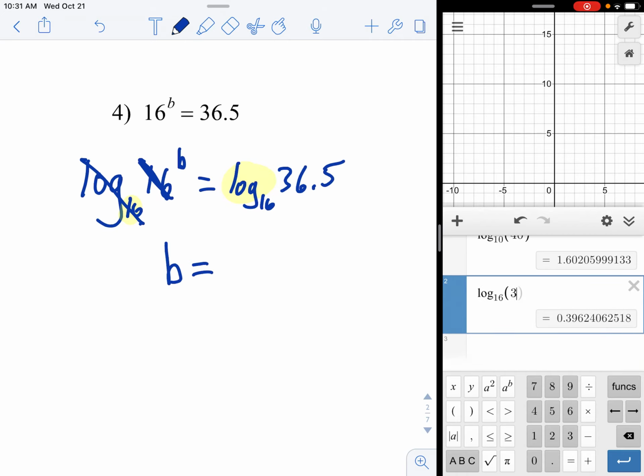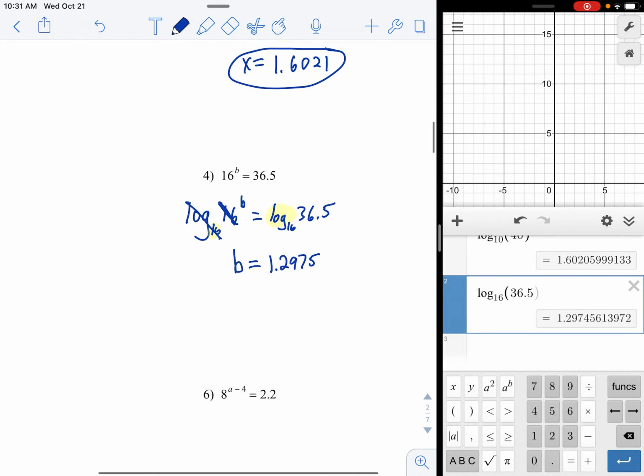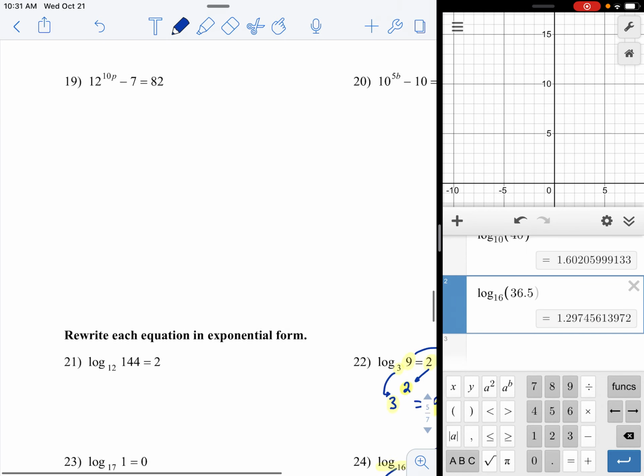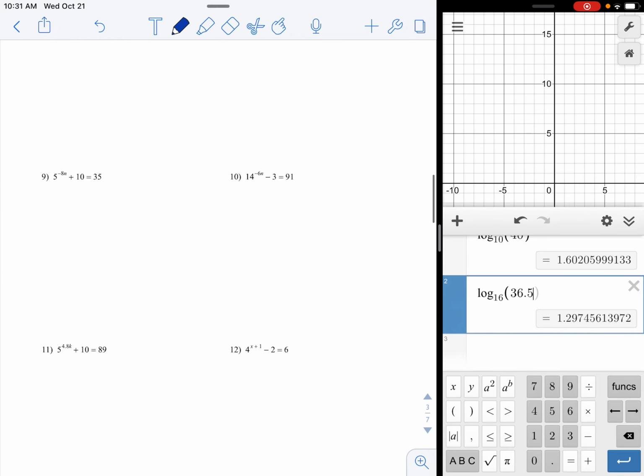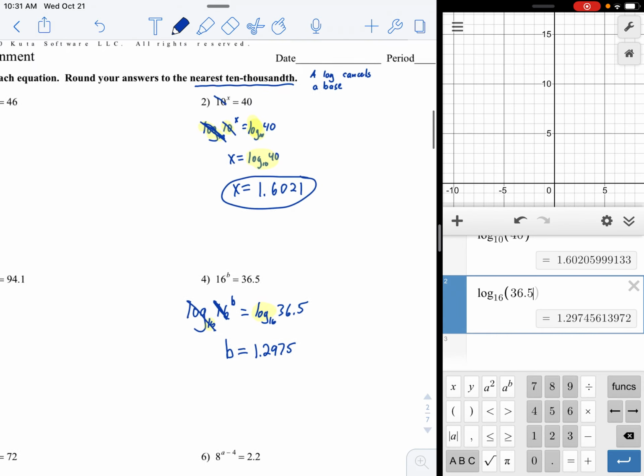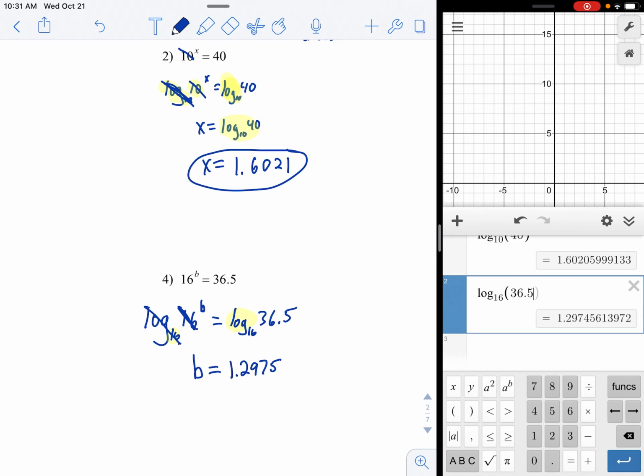This keyboard is just not responsive. 36.5, 1.2975 if I'm rounding correctly. 1.2975. So there it is. So that is the heart of it. There's the fundamental process that we're going to be doing here. This is what's new today in pre-calculus. It's canceling out a base using a logarithm.